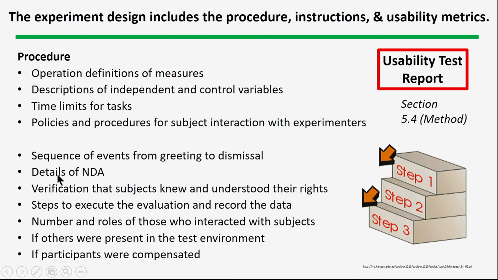Even some things like details of the NDA, the non-disclosure agreement. Was there something that you're not allowed to disclose? Give a sense of what that is, because that might affect what's in the report. And so all sorts of detail, things like how were subjects compensated? Were they paid? Were they volunteers? If they were paid, how much? All of this does reflect upon the data that was collected and interpretation of it.